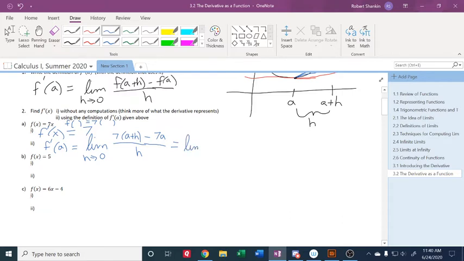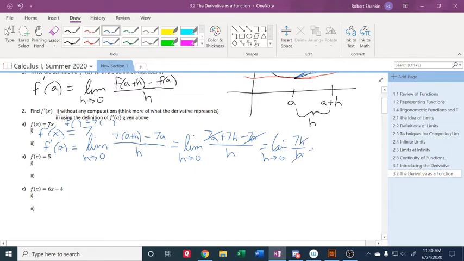This is the limit as h approaches 0. 7a plus 7h minus 7a over h. And the 7a's kill each other off. The limit as h approaches 0 of 7h over h, and the h's cancel off. And then that 7 is not bothered by h anymore, so it's just 7. And that gives me exactly the same answer that my intuition was telling me, hey, the slope everywhere is 7, so at any particular point this derivative has to be 7.